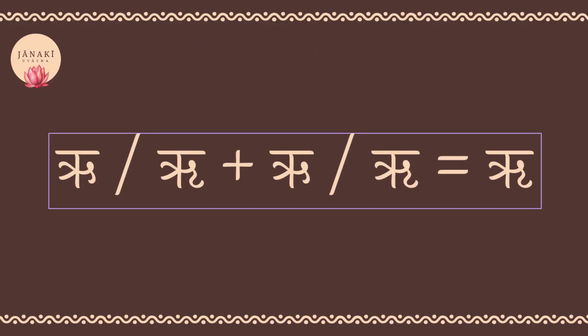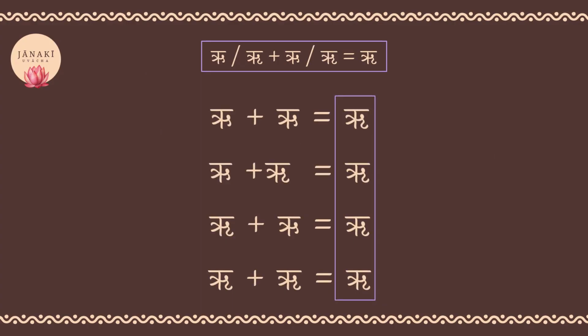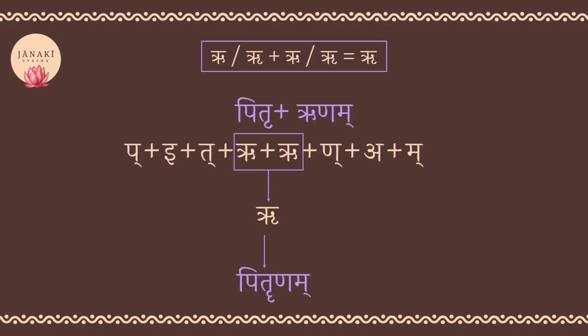Formula 4. Finally, we have the same pattern with rikara. The formula is ri or ree plus ri or ree gives us ree. The same 4 cases apply here as well, but the combinations involving ri and ree are much less common in ordinary Sanskrit words. One example would be pitru plus rinam gives pitrunam. You will come across these combinations much less frequently than the combinations involving akara, ikara and ukara.